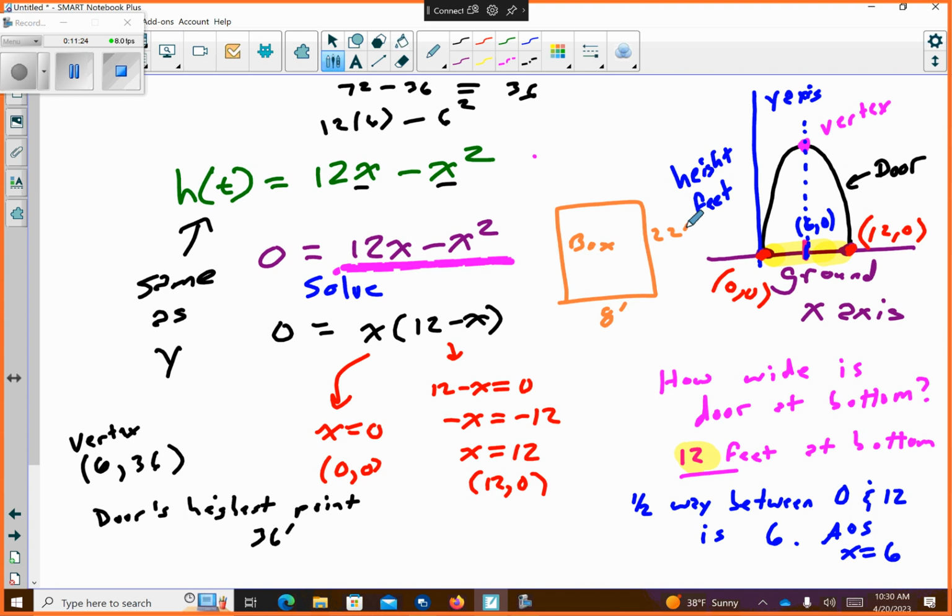So what we want to know is, could I push this 8 foot by 22 foot tall box through our door? Okay, so I'm going to go to another screen. I'm going to draw what we know.